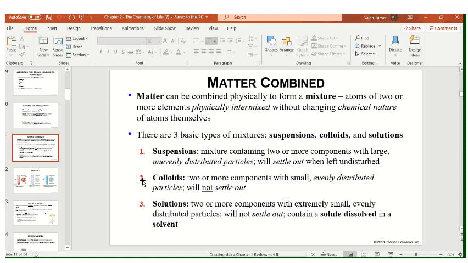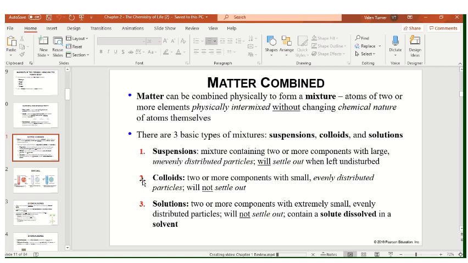Then there's a colloid. Let's use 2 things to keep it simple. A colloid, when you add 2 things together, nothing settles to the bottom and nothing gets dissolved. You see both parts throughout the mixture. That is a colloid. When you combine 2 things together and they all stay throughout the mixture, nothing dissolves, nothing settles to the bottom, that is a colloid.